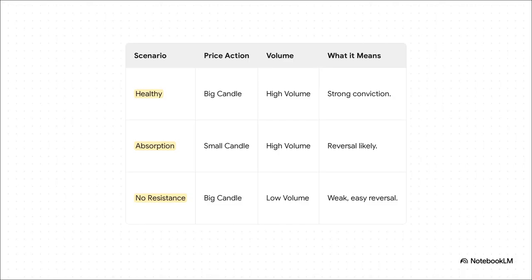So once we focus on size, volume starts telling us these incredible stories. First, a big price move on high volume, that's a healthy trend. The market agrees. But a tiny little price move on huge volume? Whoa, that's a massive red flag. That's called absorption, and it's like an invisible wall is stopping the price from moving. A reversal is probably coming. And finally, a big candle on low volume? That move is weak, it's fragile, it's running on fumes and could fall over at any second.